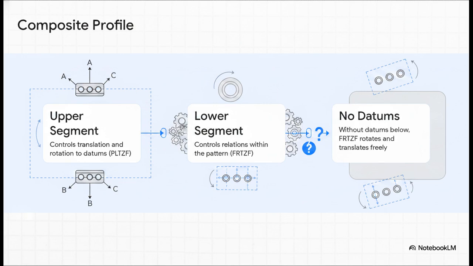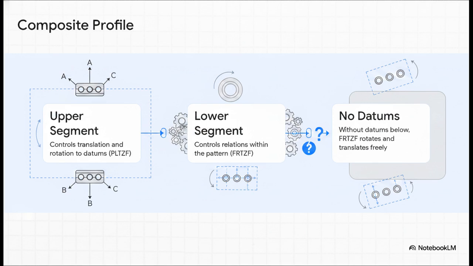Think of it like a giant puzzle. The upper segment, the Pattern Locating Tolerance Zone Framework, locks the overall pattern to your part's datums. It controls the translation and rotation of the whole group. But that lower segment, the FRTZF, specifies a much tighter tolerance that only controls how the features relate to each other within that specific pattern.